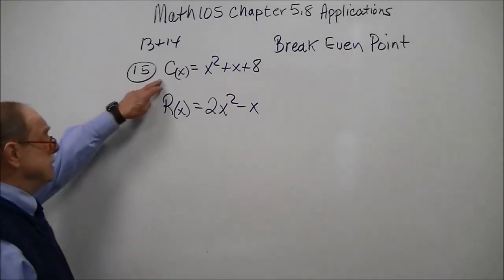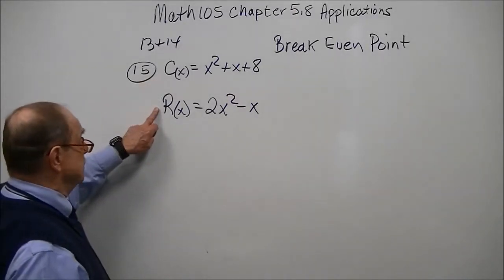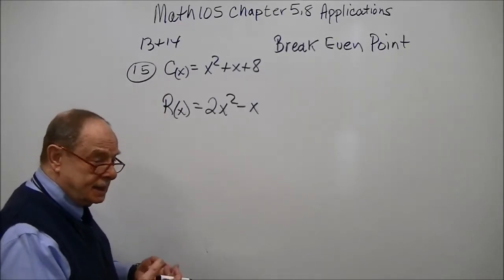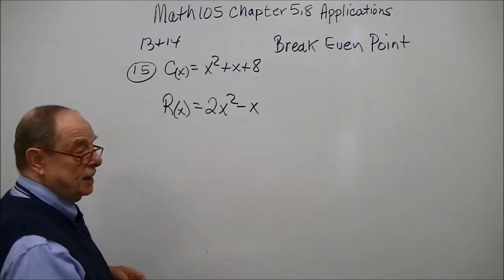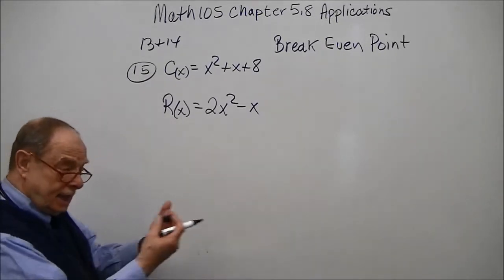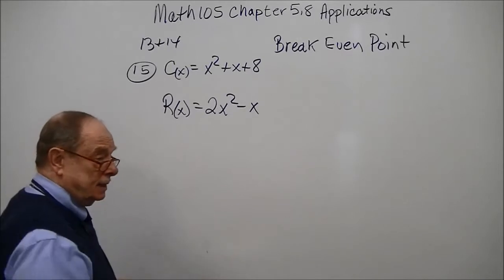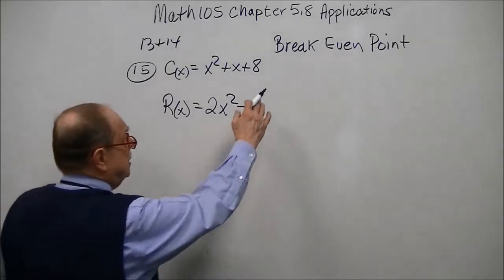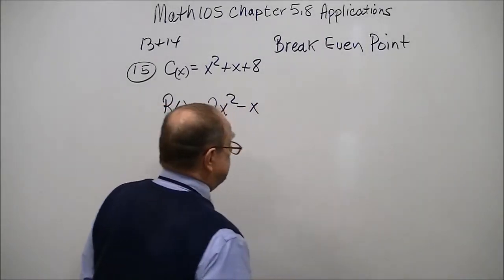And we use C for cost and R for revenue. Cost is the actual money it takes to produce something, and revenue is the money you get in as you sell these products. And they're looking for a break-even point.